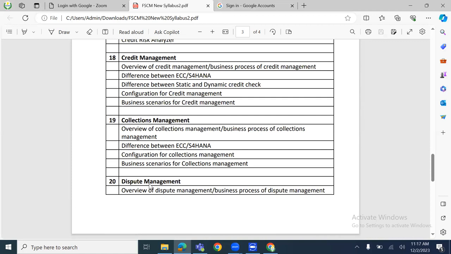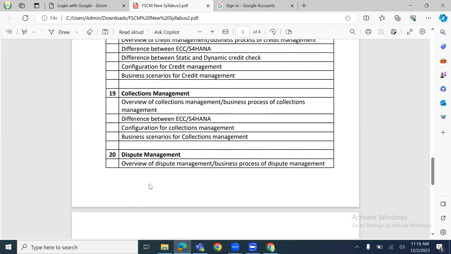Then what is the difference between ECC and S4HANA credit management? Then difference between strategic and dynamic credit check. Then what is the configuration of the credit management? Business scenarios. So how we are going to control the credit, how we are going to map the credit at the time of sales order or at the time of delivery. So there are different scenarios available.